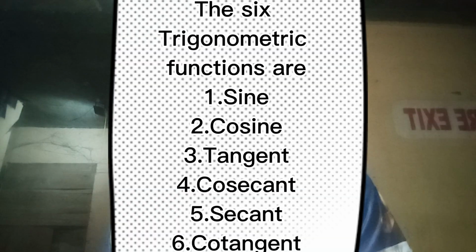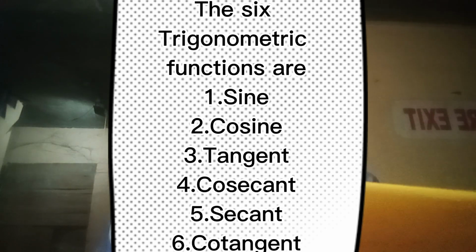So trigonometry has 6 functions. Number 1 is sine, 2 is cosine, 3 tangent, 4 cosecant, 5 secant, and 6 is cotangent.